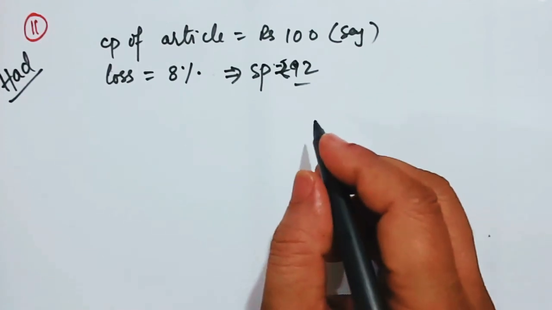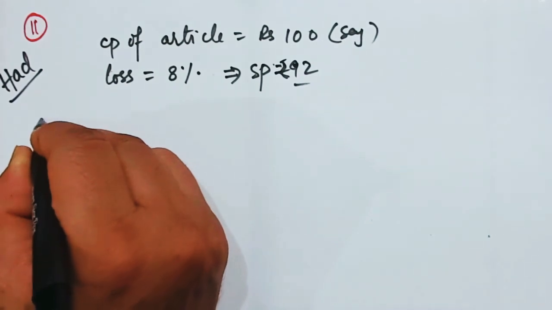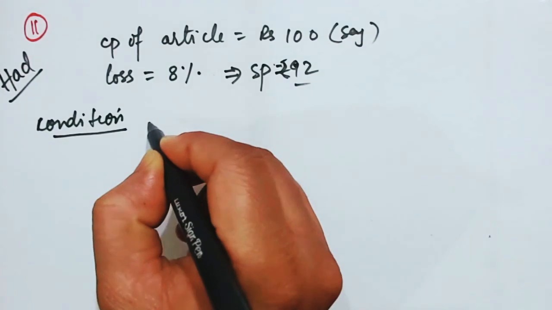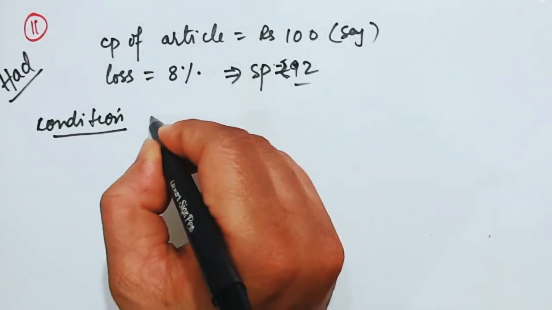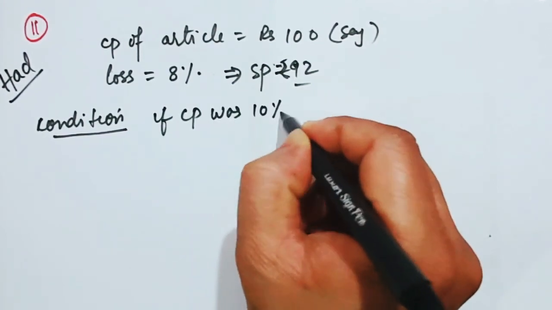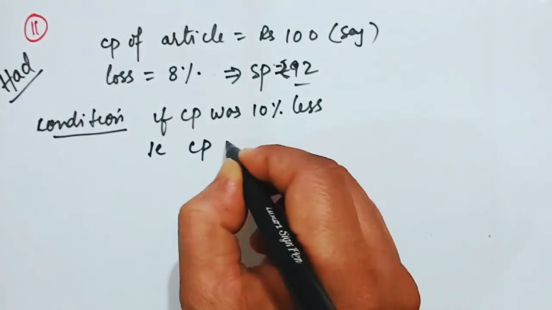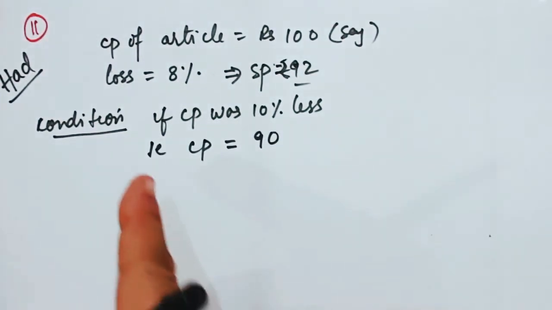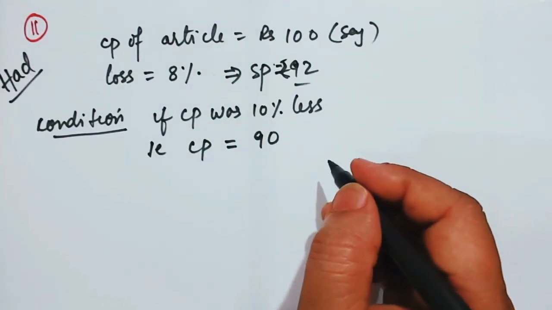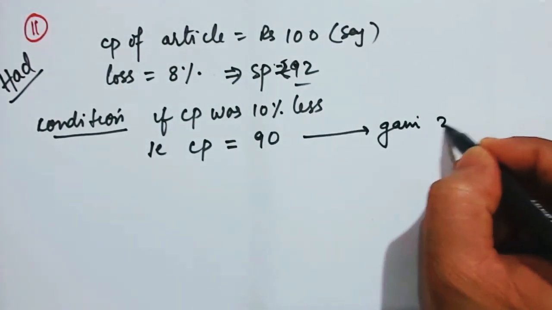What are they saying? Had she bought it at 10% less, again the same if condition. If she had bought it at 10% less, that is, if the cost price was 10% less, that is the cost price is equal to 90, that is if the cost price is rupees 90 and sold it for 36 more, she would have gained 20%.